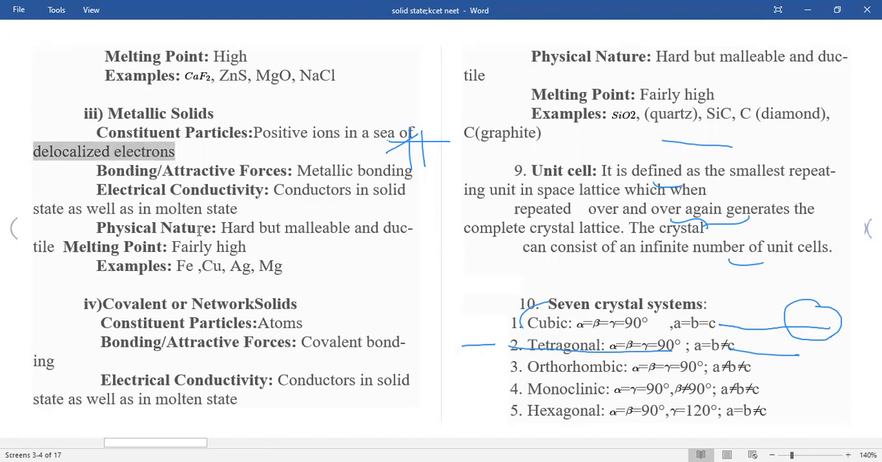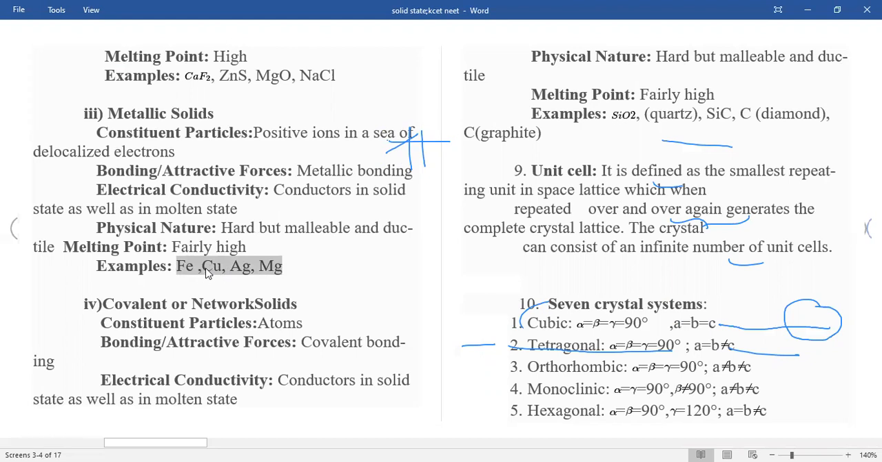When it comes to physical nature, they are hard, but they can be malleable and ductile. Means by applying pressure, we can turn them into a thin wire as well as a thin sheet. The melting point is fairly high because of the presence of a metallic bond. And the examples: iron, copper, silver, magnesium. You can give many examples for metallic solids.